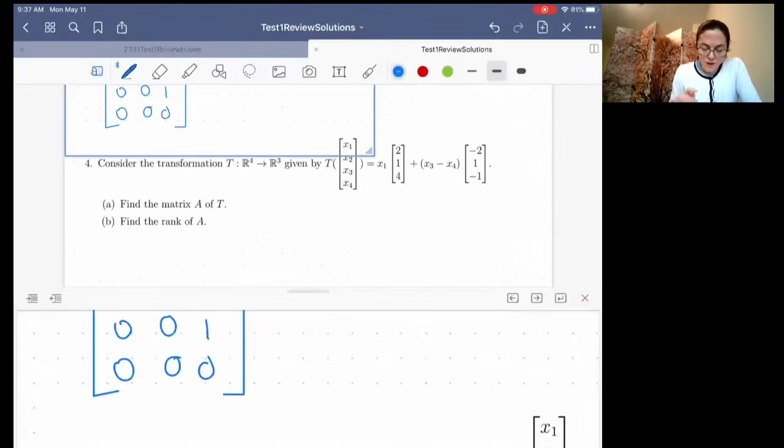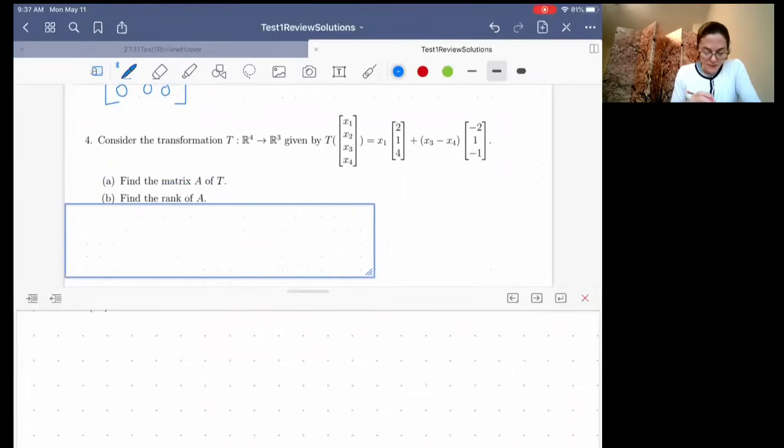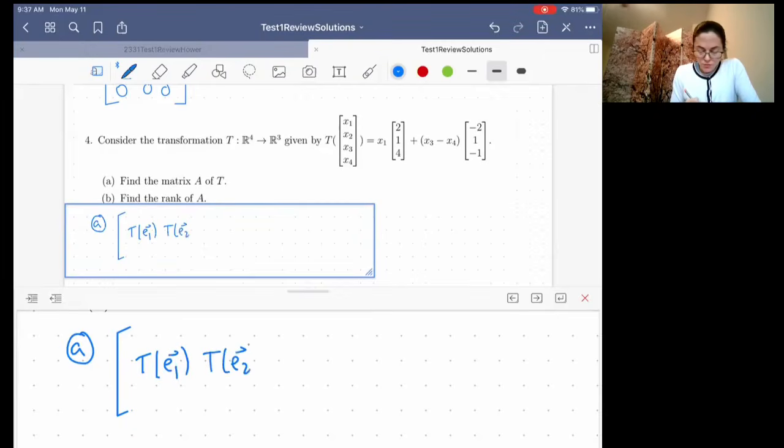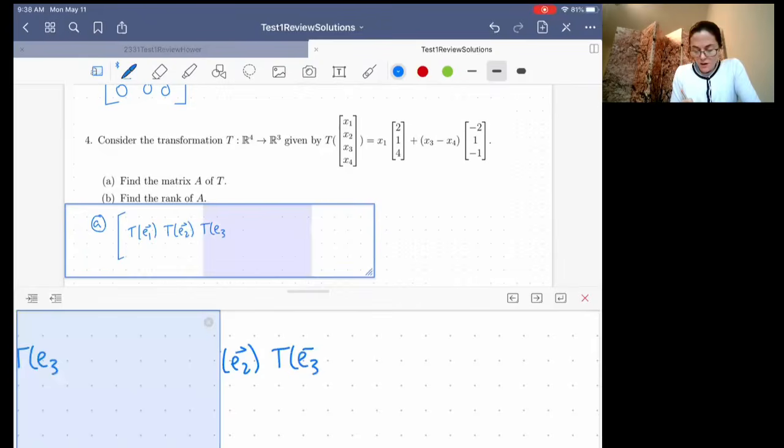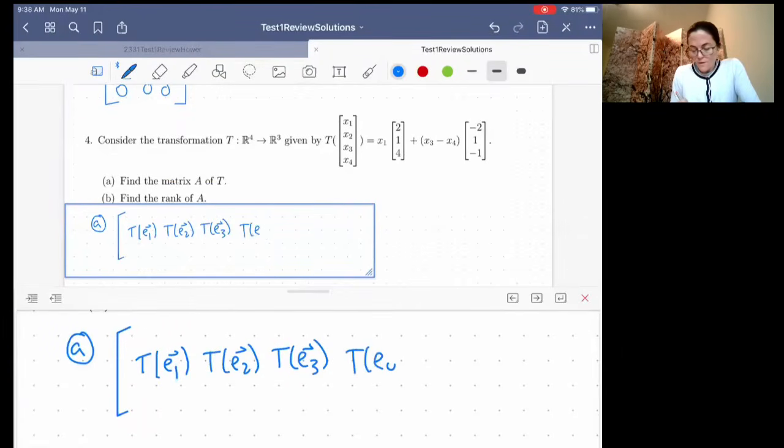What we know about the matrix for the transformation is as follows. Maybe I don't need quite as big of a bracket. So the matrix for the linear transformation, we're starting off in R4, so this will be T of E1, T of E2, T of E3, and T of E4. And this is really how you see it has 4 columns.